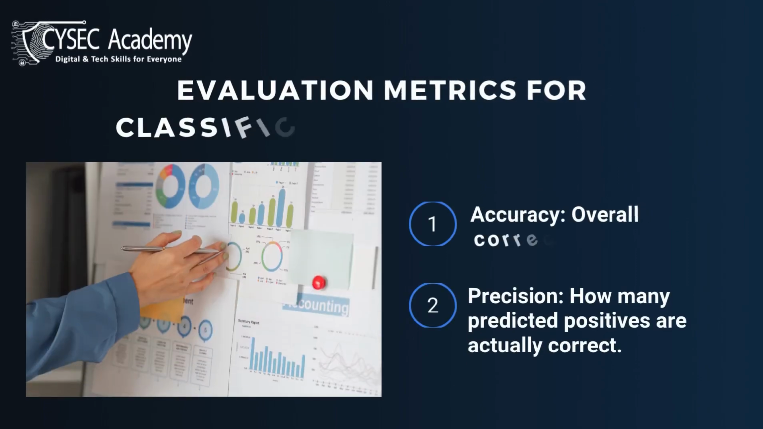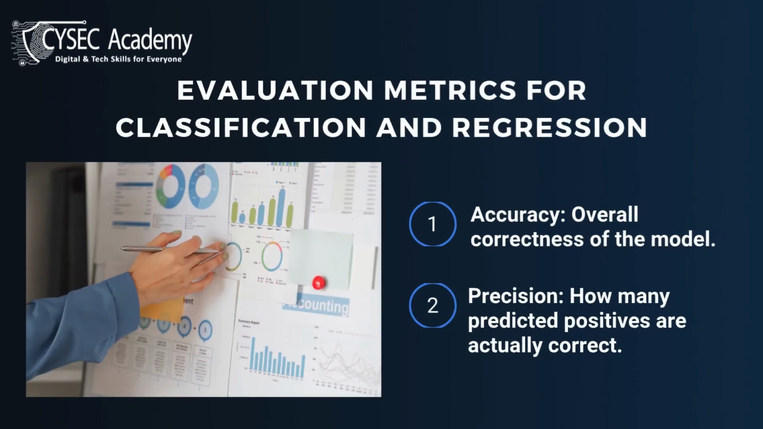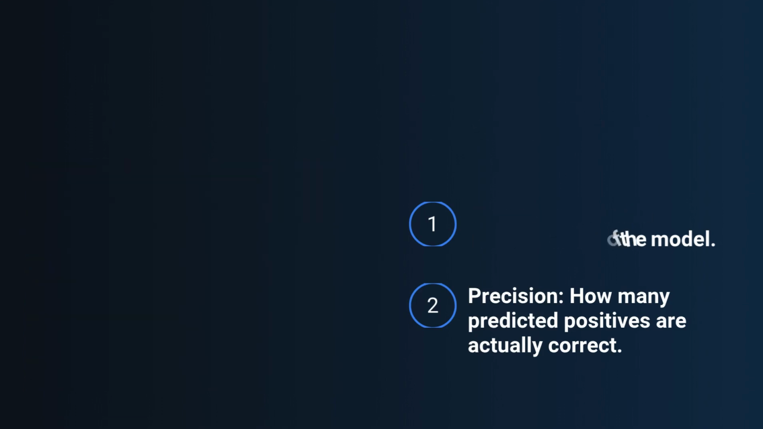Evaluation metrics for classification and regression. 1. Classification metrics. For classification tasks, various metrics are used to evaluate the performance of the model in predicting categorical outcomes. Accuracy. Overall correctness of the model. Precision. How many predicted positives are actually correct?